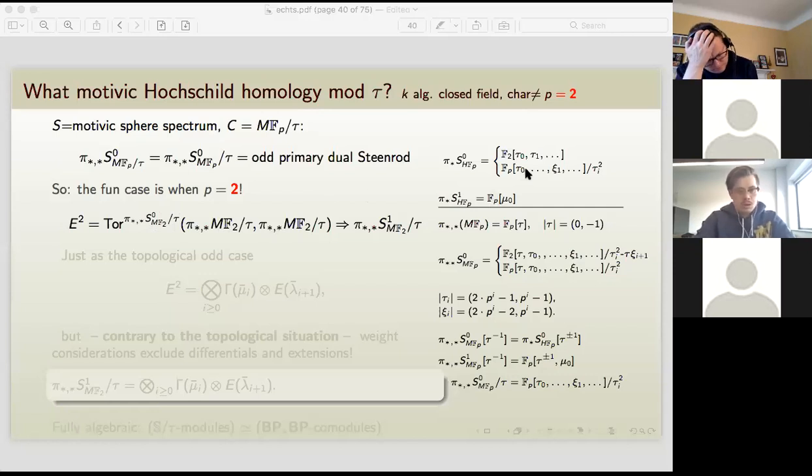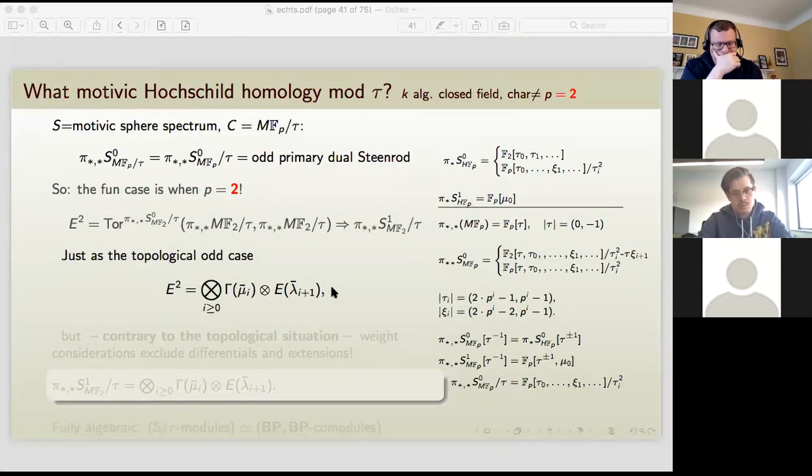So there are a bunch of exterior generators and a bunch of polynomial generators. We can do this. It's exactly as in the topological odd case. The E2 page, again, by exactly the same calculation, it's totally algebraic. You get a bunch of divided power algebras, mu I bar here.